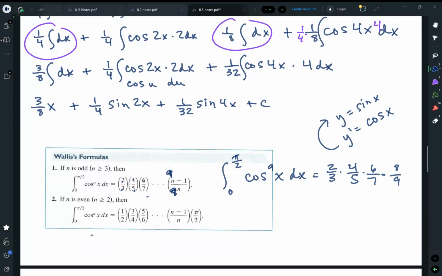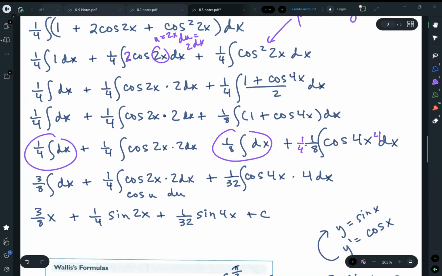And then the other one is for even instead, and that one has a pi over 2 in it, and the numbers have the same kind of pattern. So this is just a pretty cool thing to know. It's really interesting to think about how did someone come up with this? How did they find this pattern in the first place?